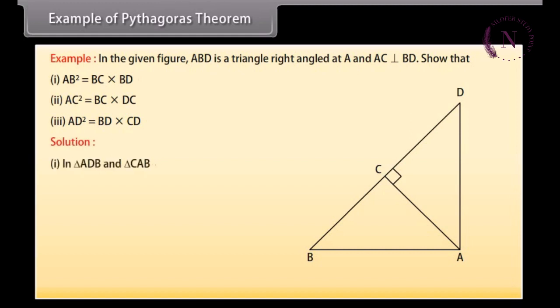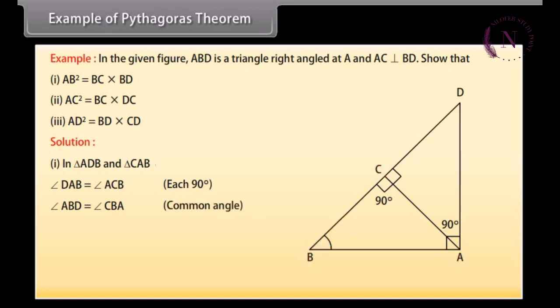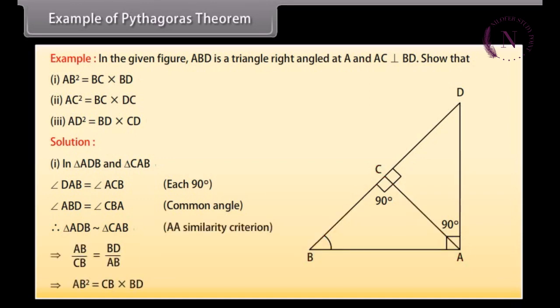Solution. 1. In triangles ADB and CAB, angle DAB equals angle ACB, each of 90 degrees. Angle ABD equals angle CBA, common angle. Therefore, triangle ADB is similar to triangle CAB by AA similarity criterion, which implies AB square equals CB into BD.